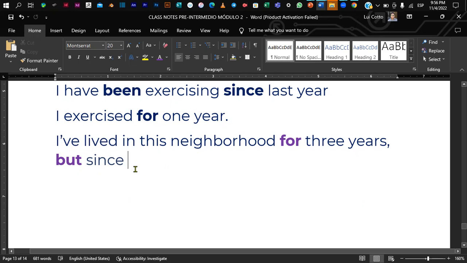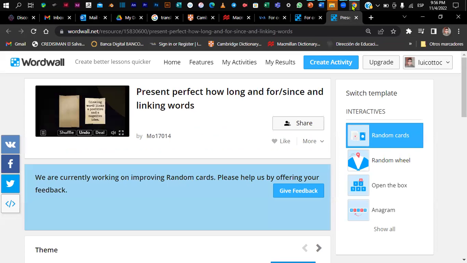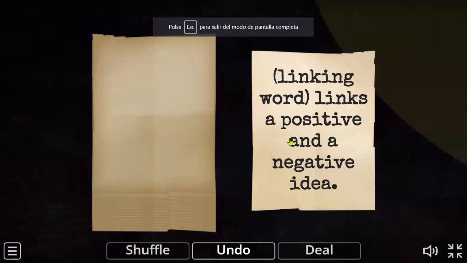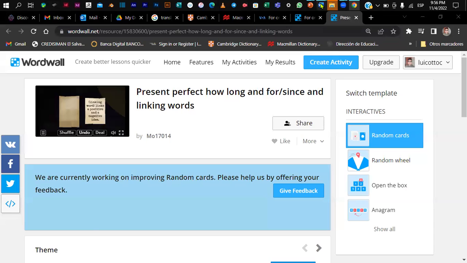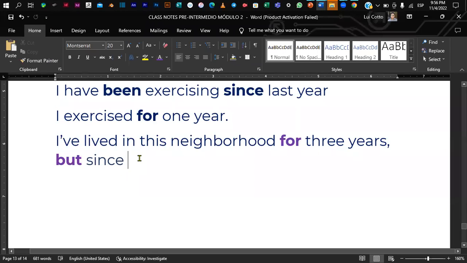Hace un tiempo no quiero vivir aquí o allí. But since, but the reason why, where is the reason? ¿Dónde está la razón del por qué? The negative. It says here positive and negative. We have already the positive. Ya tenemos la positive. But the negative idea, I need something. Since this week, there are many traffic. Okay, that can be, puede ser.